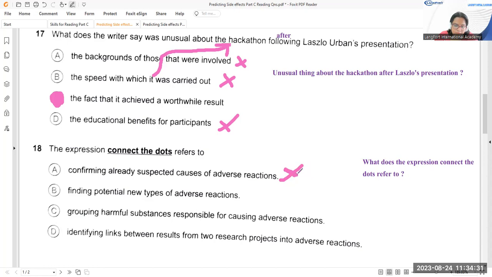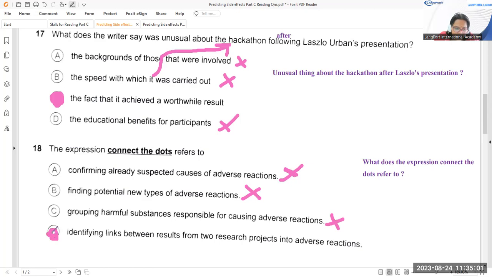The expression connect the dots refers to finding potential new types of adverse reaction. Did they say that we found out new types of drug reactions? No. Next one. The expression connect the dots refers to grouping harmful substances responsible for causing adverse reactions. No. Did they say that we were able to categorize substances responsible for adverse reactions? No, categorization, nothing. Okay, so of course the answer is D.